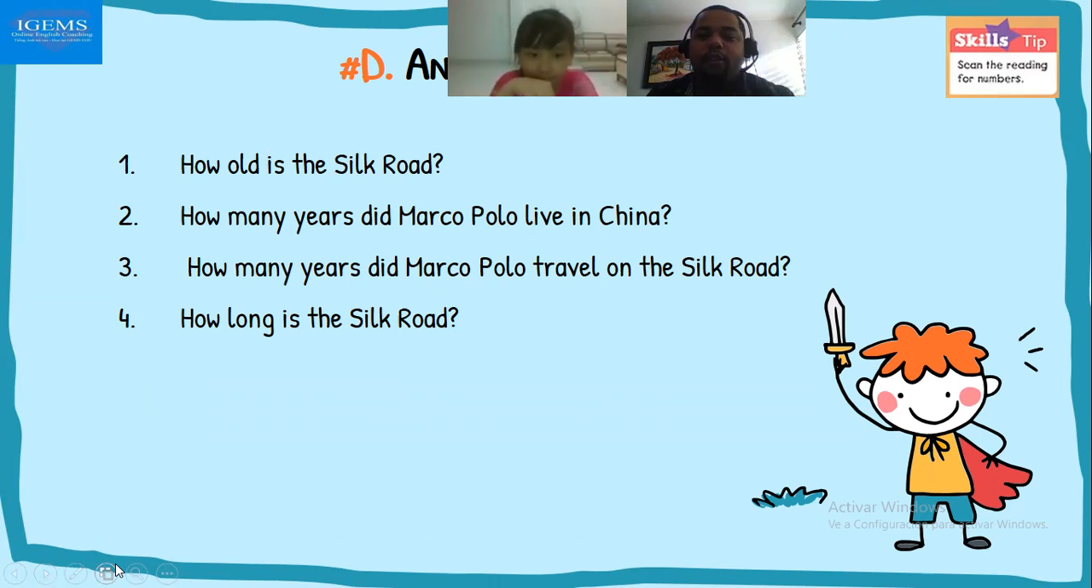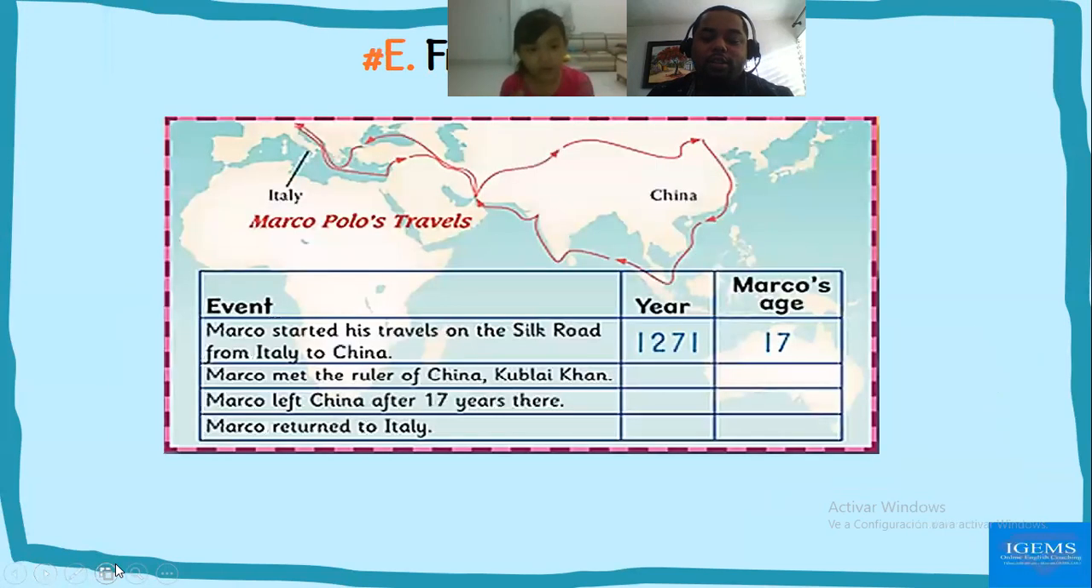And finally, how long is the Silk Road? 6,000 kilometers. Wow, that is huge, enormous. I can't even imagine it, because it goes from Europe to Asia.